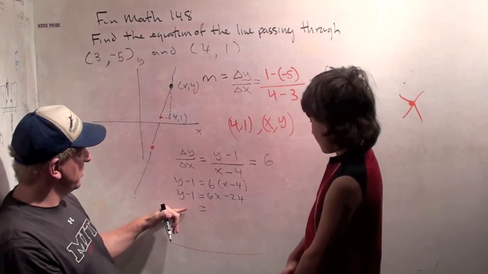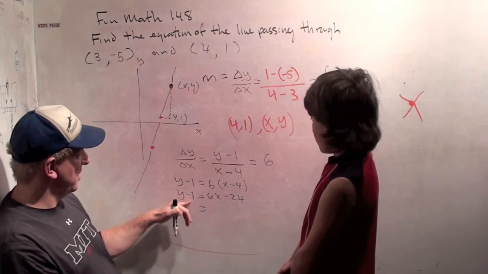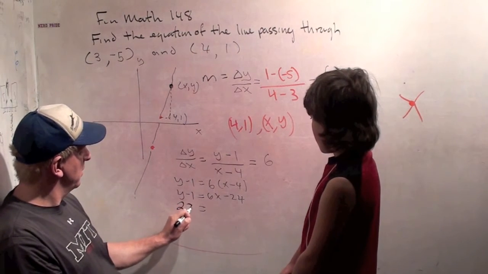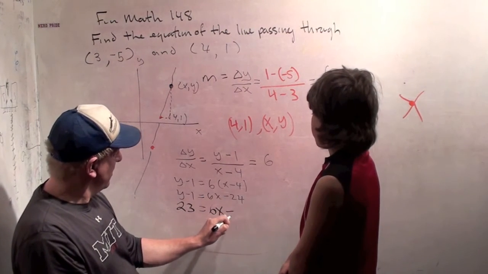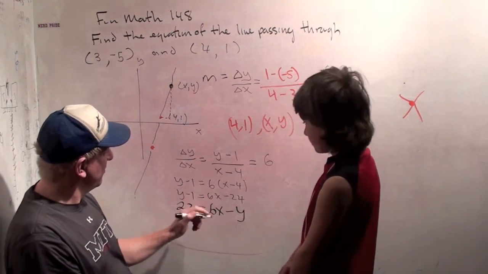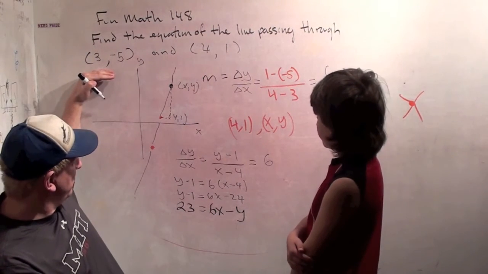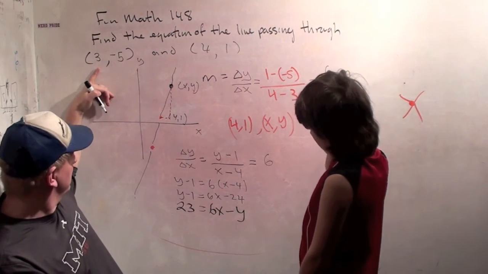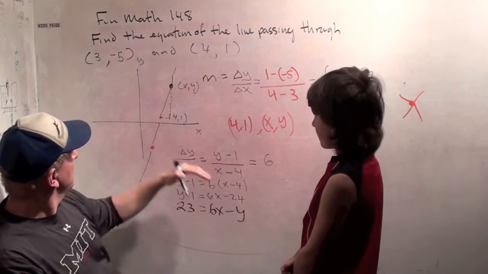So what do I do to get the numbers over here? Add 24. Okay, so I get 24 minus 1, 23, equals 6x minus y. So I subtract the y's from both sides. And let's just see if this works. My 2 points were (3, -5). So what's 6 times 3? It's 18. Minus negative 5 is? Yeah, that is 23. Awesome.